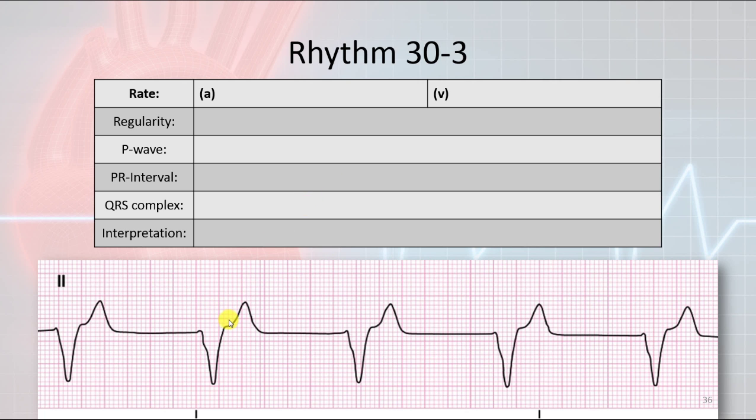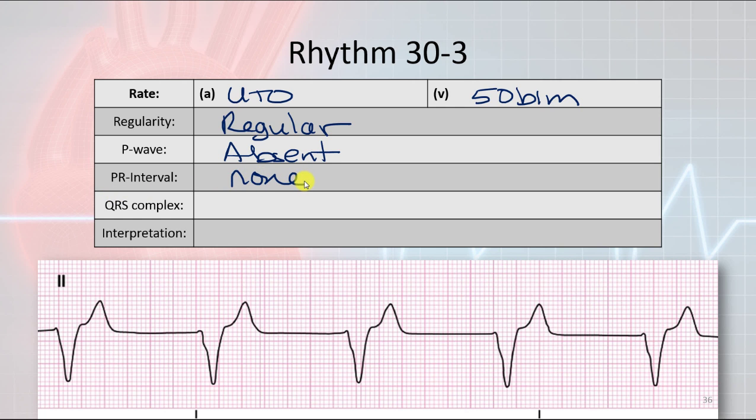This one is pretty much just like the last one. Atrial rate is unable to obtain. Ventricular rate looks like it's 1, 2, 3, 4, 5, so we'll say it's also 50 beats per minute. Regularity is going to be regular. P waves are absent. PR interval is none, since we don't have P waves.